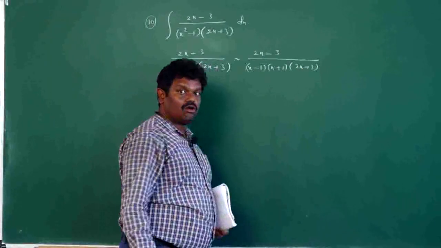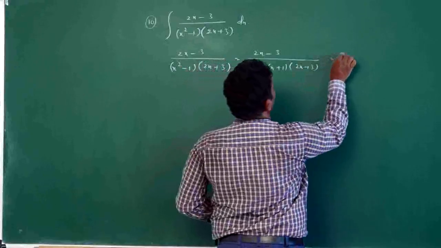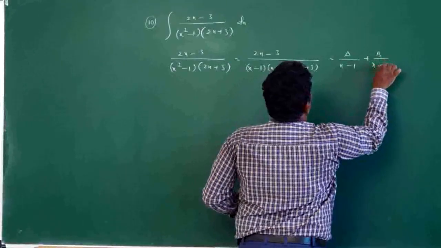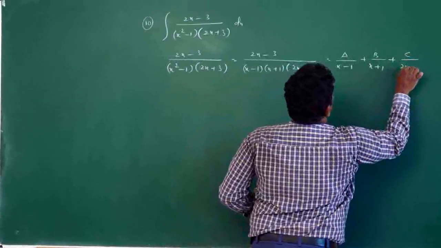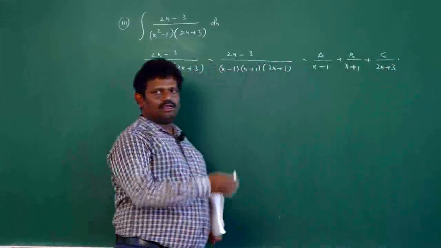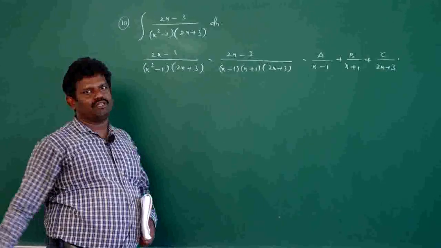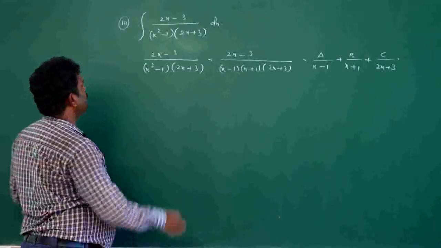Now, since these are non-repeated linear factors, we write A by x minus 1, plus B by x plus 1, plus C by 2x plus 3. Okay? I already told this type of model in the first 5 problems. We apply that model and find the result. Okay? Right, 11th one.